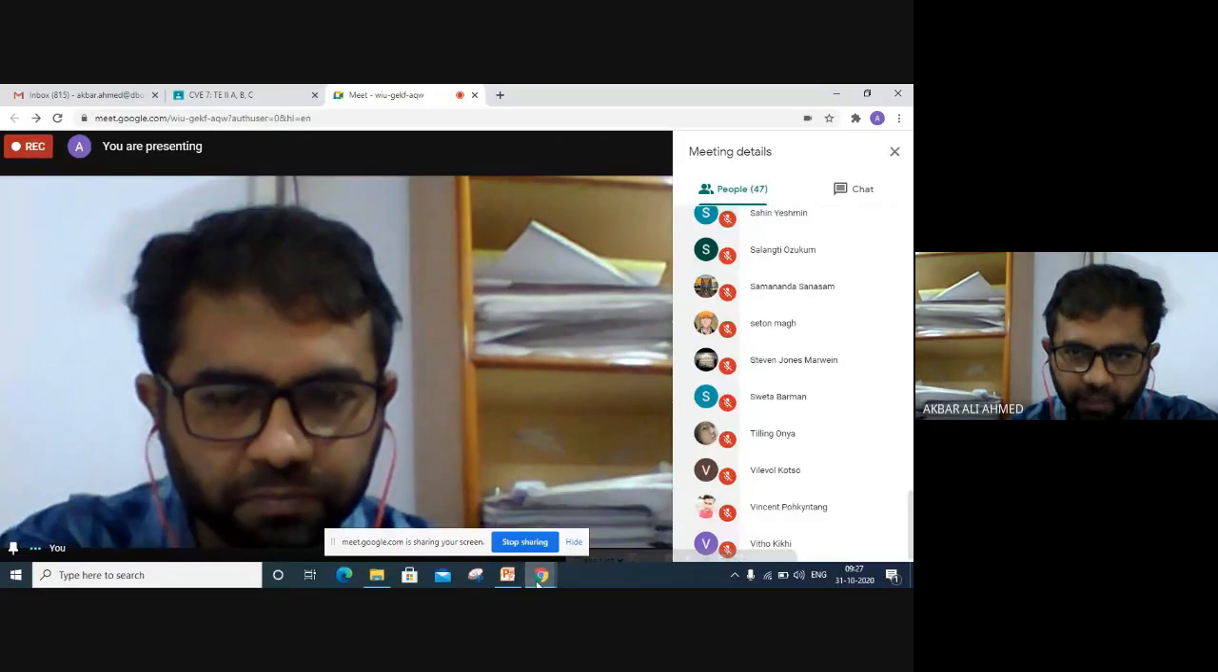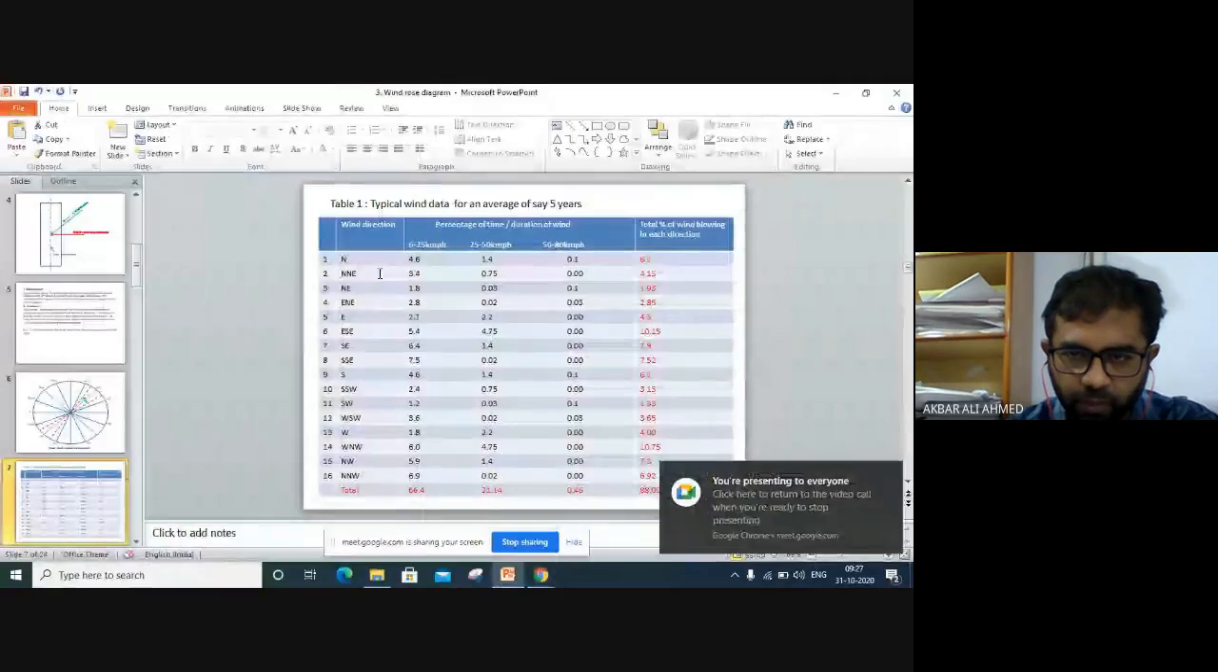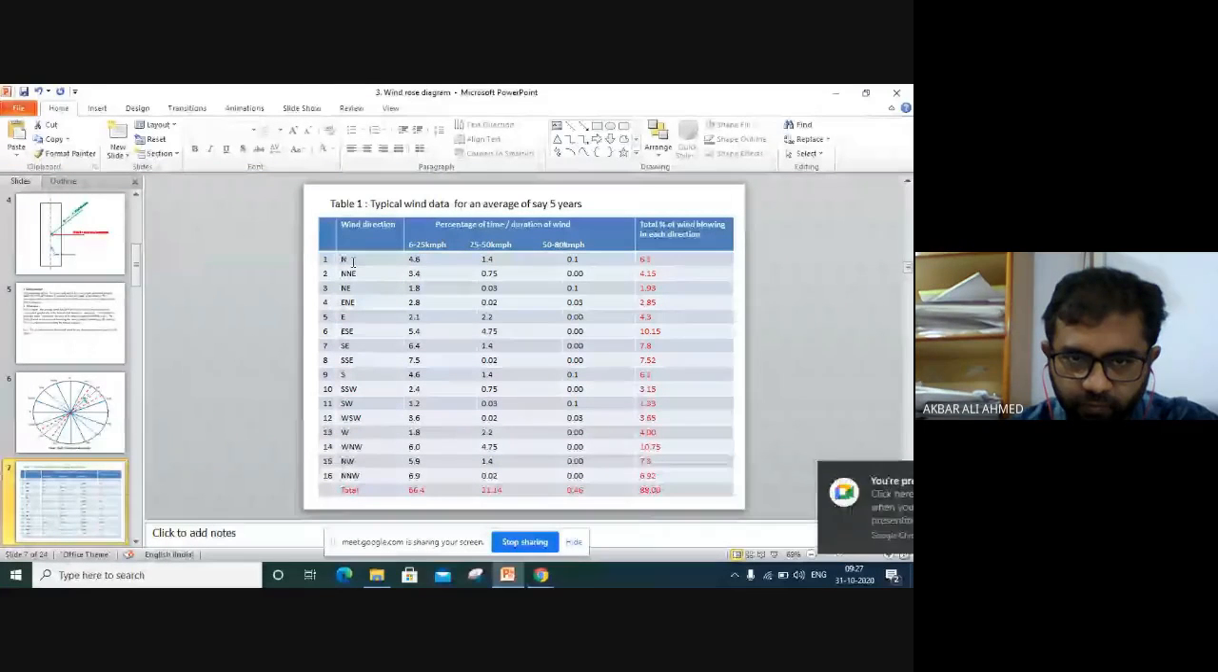After collecting data for the past 5 years, in the question you will get these terms: wind direction. In this column you will get north, northeast, and so on. This one you have to prepare yourself; you will not get this one. What you will get is the third column.